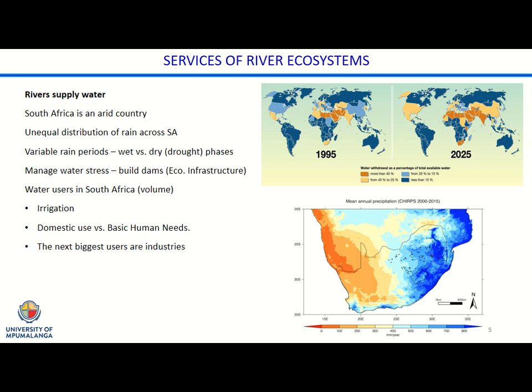So it's like a natural dam. You understand that idea, that concept? But what we've been doing is we've been rather just removing the whole wetland and building a dam. Okay, that's not been such a good idea. But in some cases, we need it.